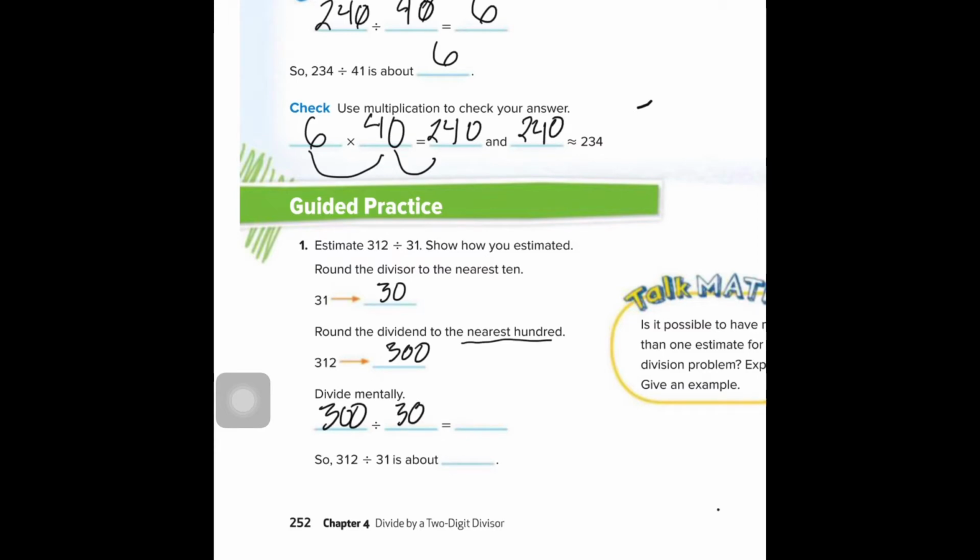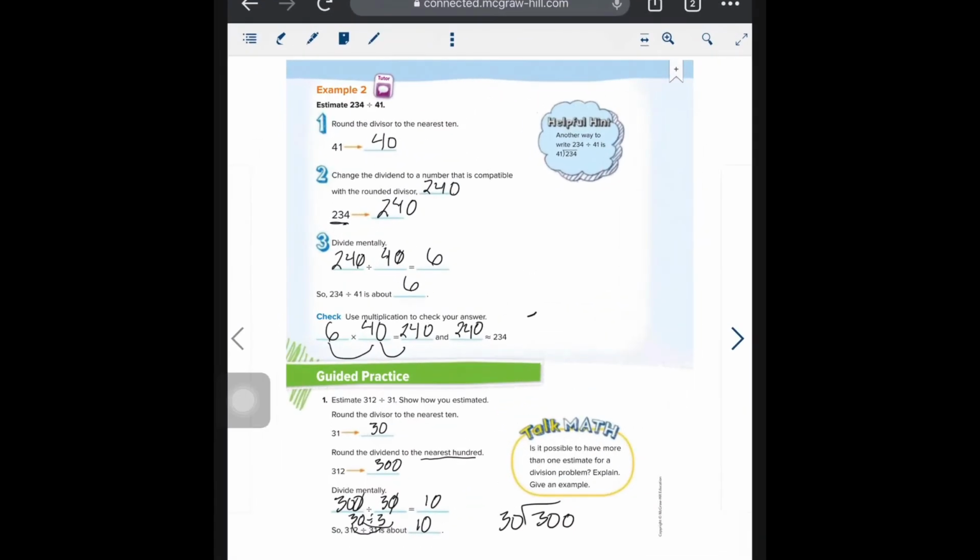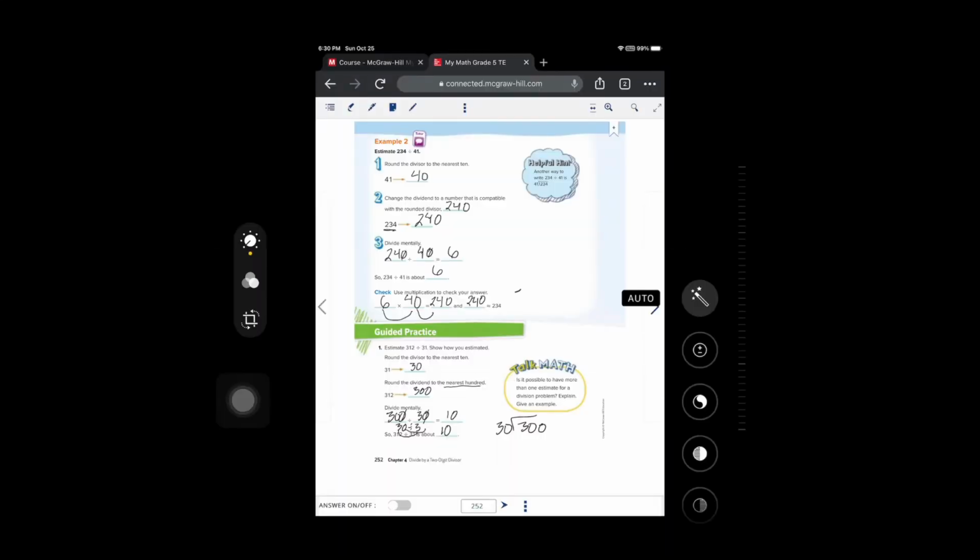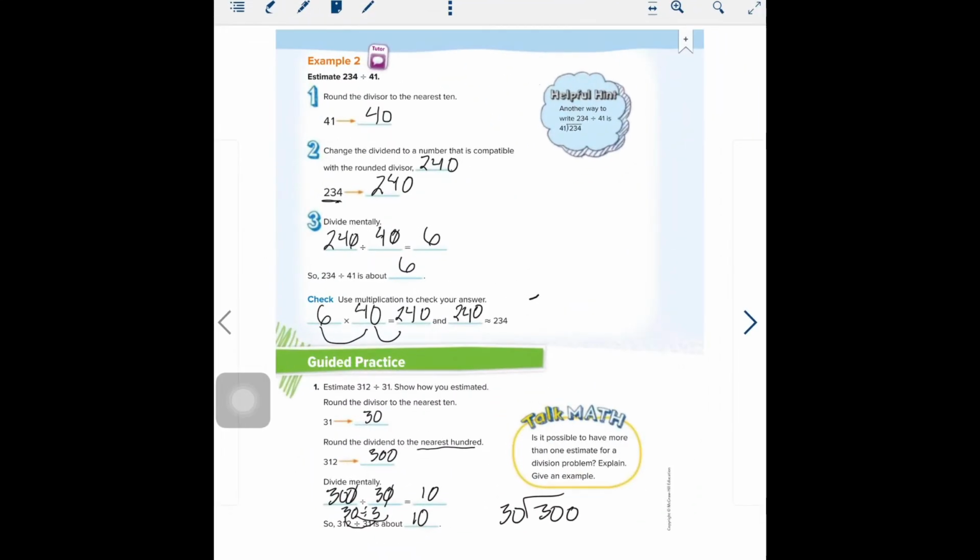Now, you can bracket it up like this and sit and figure it out, or you can just do the shortcut way and cross off zeros. There's 1 there, there's 1 there. So now we have 30 divided by 3, and I know that 3 divided by 3 is 1, and then you bring the 0 over. 10 is our answer. So our answer right there is going to be about 10. Next page.